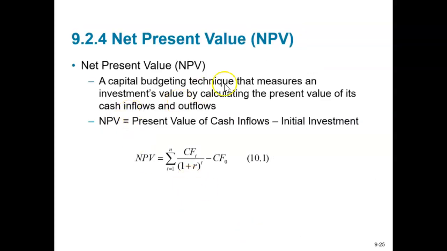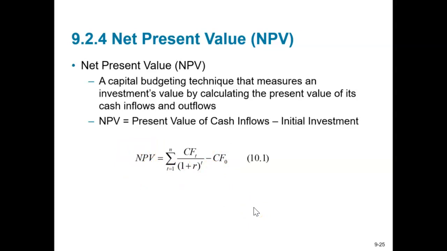It is a capital budgeting technique that measures an investment's value by calculating the present value of its cash inflows and outflows. It's similar to the discounted payback, but in the case of the discounted payback, we are computing the time it takes to recoup the initial investment. In this case, we subtract the initial investment from the present value of the cash flows to get the net present value.